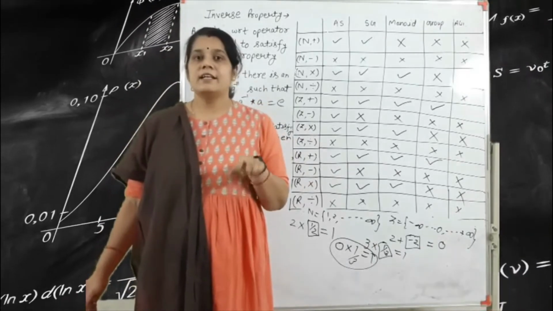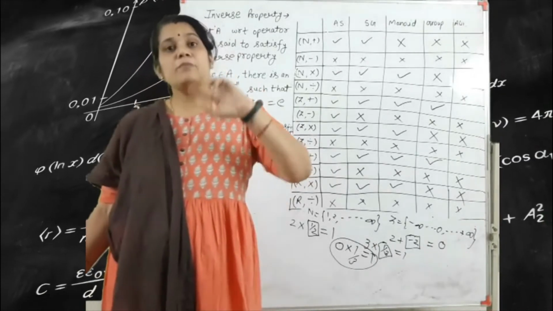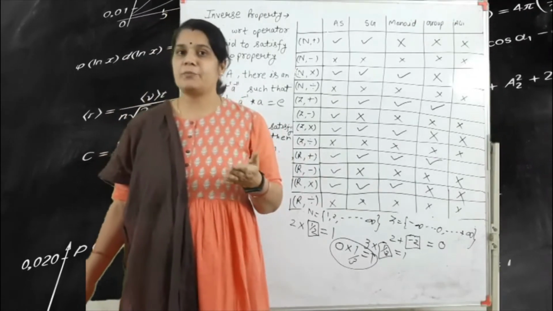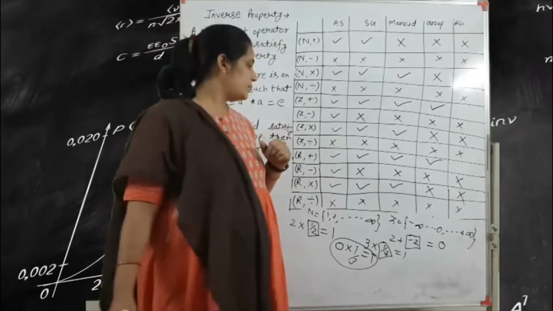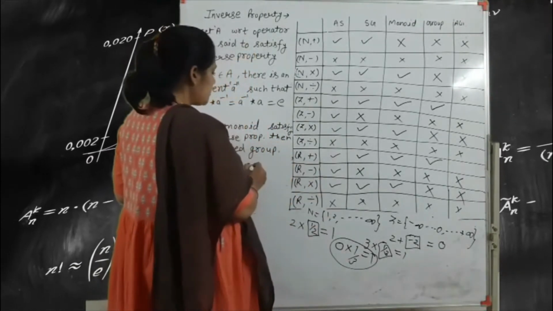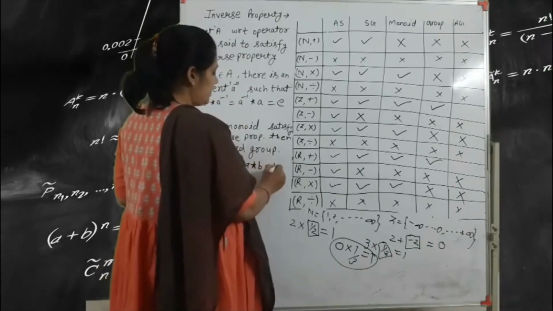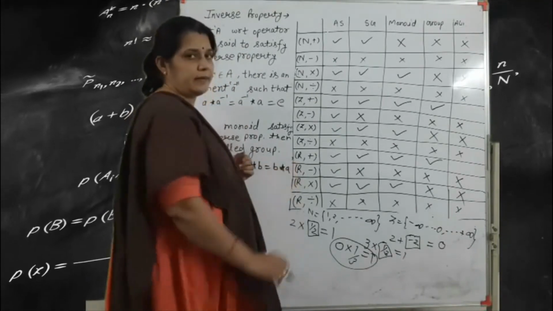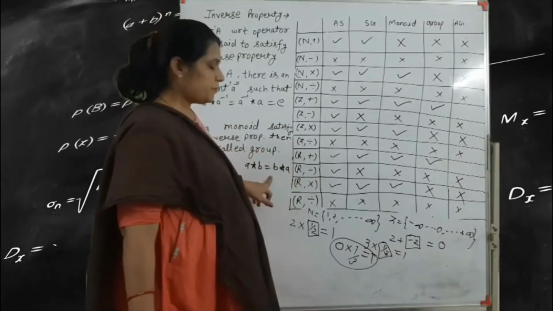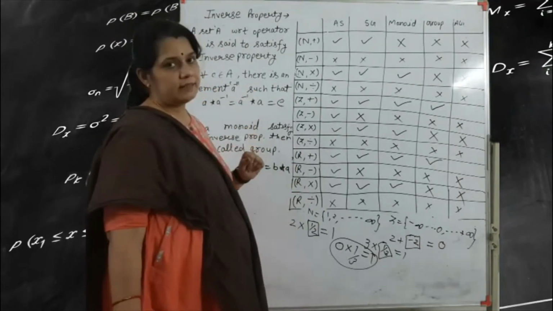And now we find one more property, that means the fifth property, the commutative property. So what do you mean by the commutative property? Commutative property means A star B is equal to B star A. Okay, so if this property is satisfied, then we can say that this is an abelian group.